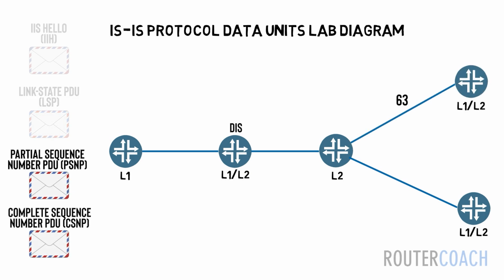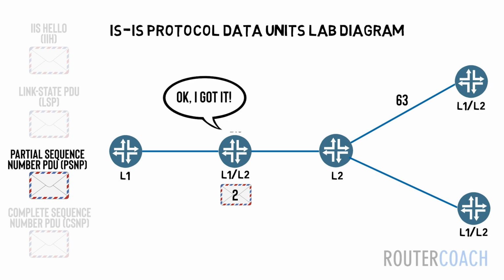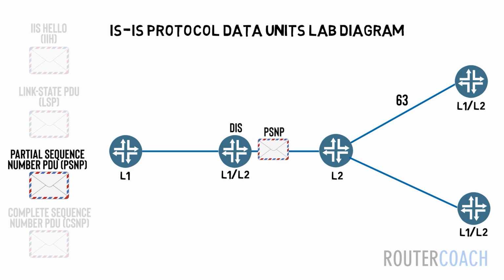Sequence number PDUs, SNPs. These contain a summary of one or more LSPs. There are 2 types of SNP for both level 1 and level 2. Partial sequence number PDU, PSNP. This is used to list the most recent sequence number of one or more LSPs and can be used to either acknowledge the receipt of an LSP or request details for a missing LSP.